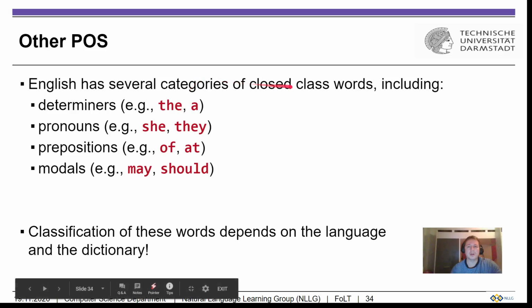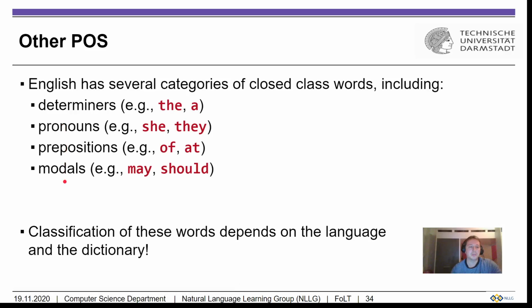English has what we call closed word classes. So these are determiners, pronouns, prepositions, and modals. Why are those closed? There's a distinction between a closed and open word class. A closed word class is one where typically no new members enter. So you have a couple of determiners, but they do not change quickly over time. They are certainly stable over 100 years, at least 10 years, 20 years. And the same goes for pronouns, prepositions, and modal verbs.